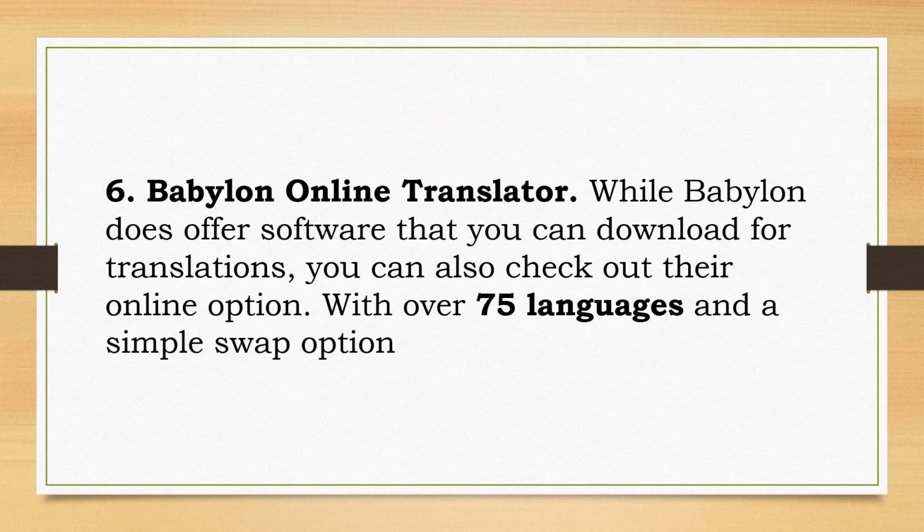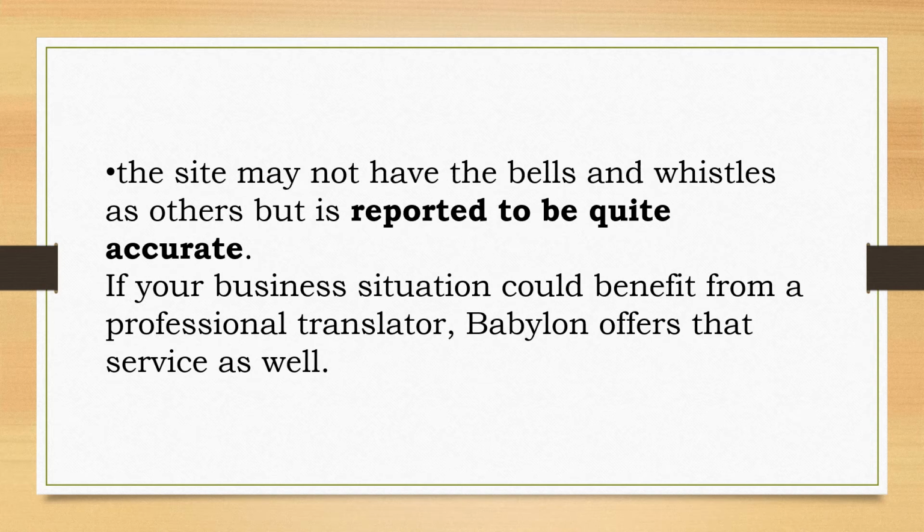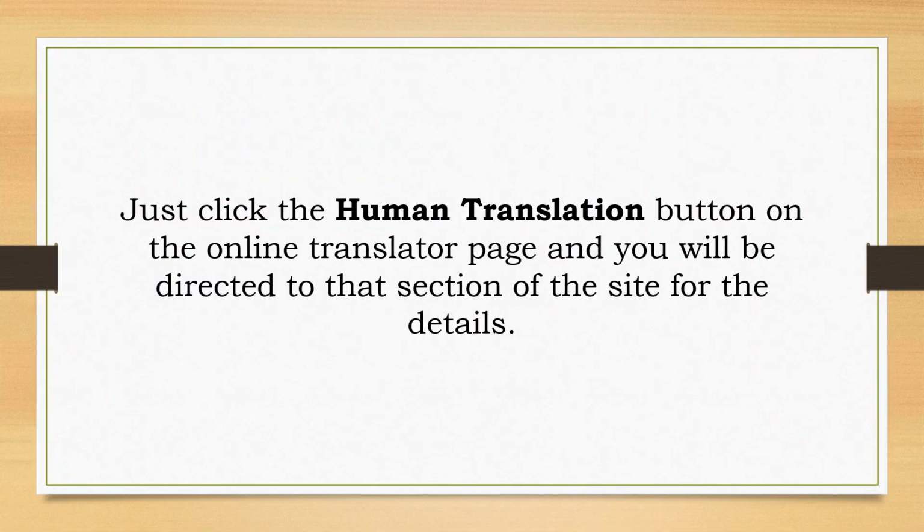6. Babylon Online Translator. While Babylon does offer software that you can download for translations, you can also check out their online option. With over 75 languages and a simple swap option, the site may not have the bells and whistles as others but is reported to be quite accurate. If your business situation could benefit from a professional translator, Babylon offers that service as well. Just click the Human Translation button on the online translator page and you will be directed to that section of the site for the details.